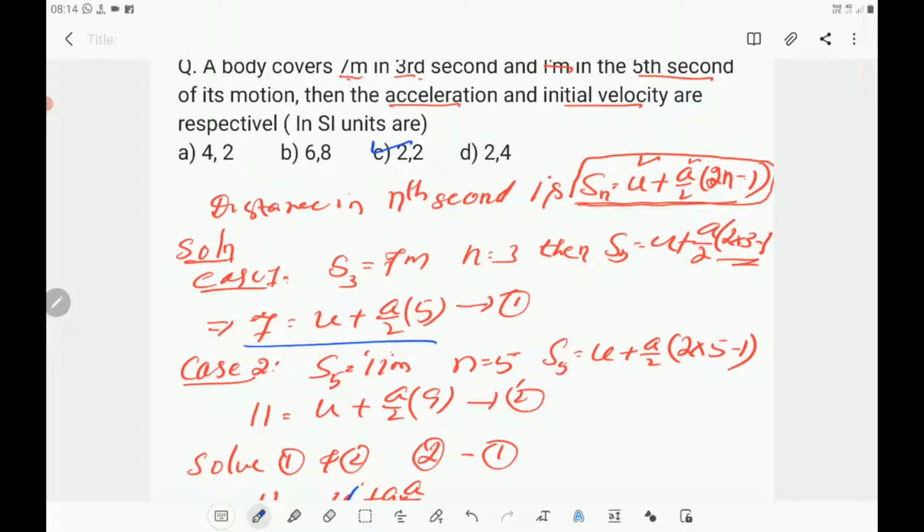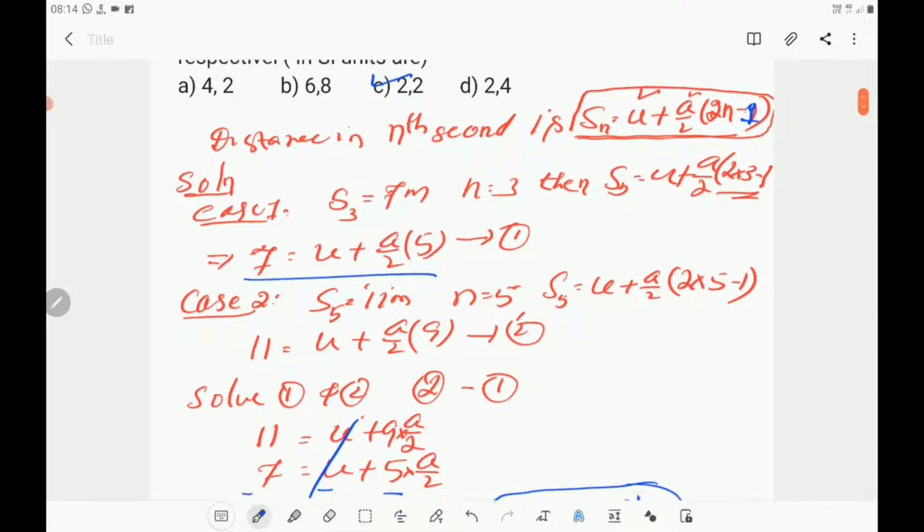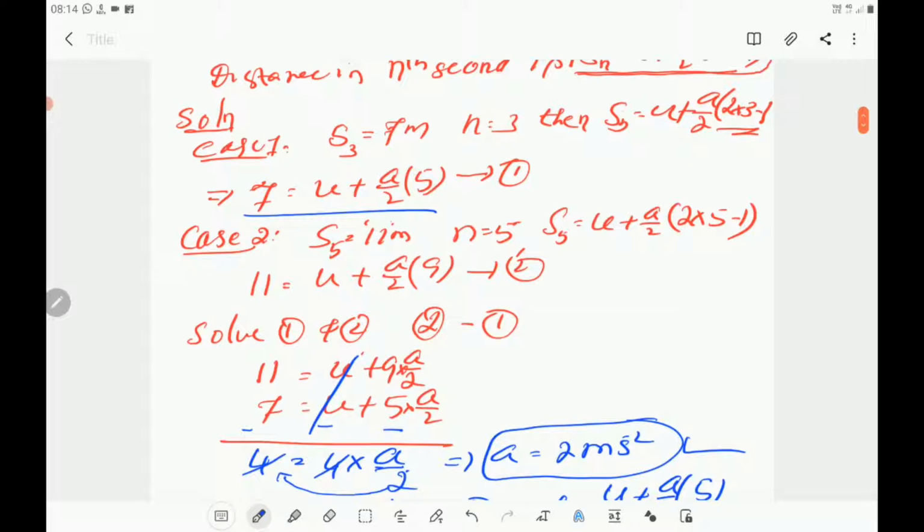So the point you have to keep in mind from this problem: Sn equals u plus a by 2 times (2n minus 1). You have to remember this, and you see how this formula has been used to solve this problem. The application of this formula: distance covered in nth second is u plus a by 2 (2n minus 1). Just follow this calculation, play it 2-3 times, solve it, keep all these things in mind, then you'll be ready for another type of this problem. We'll move on.